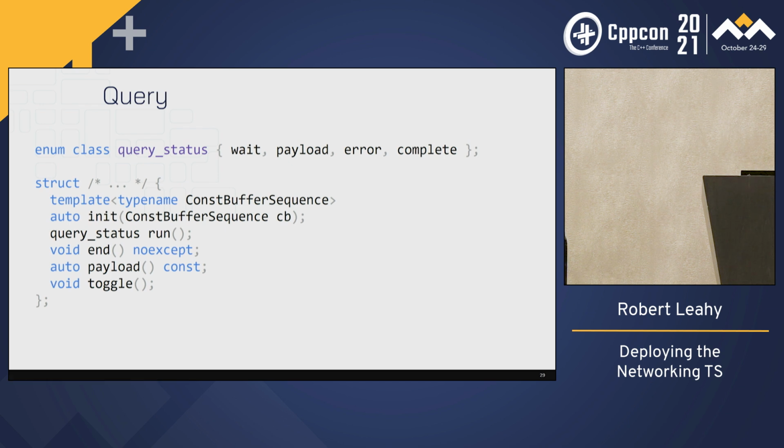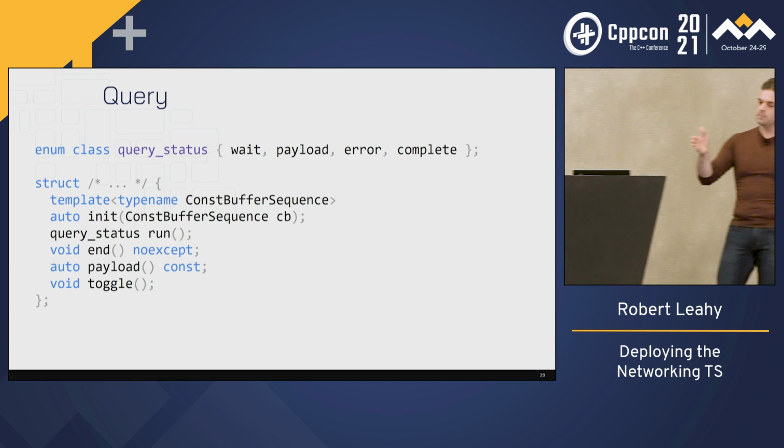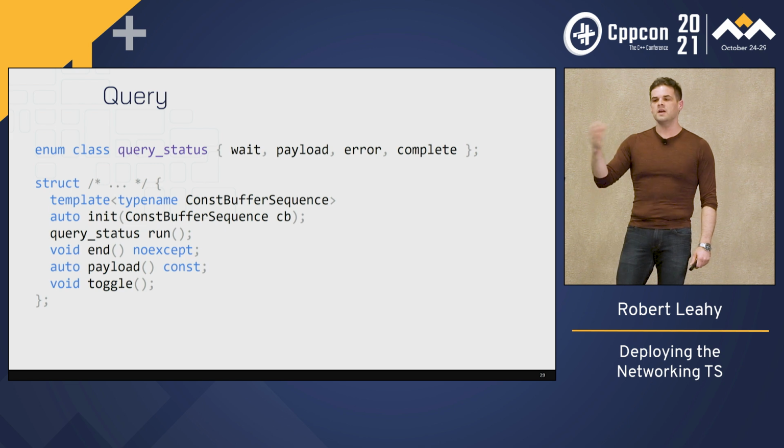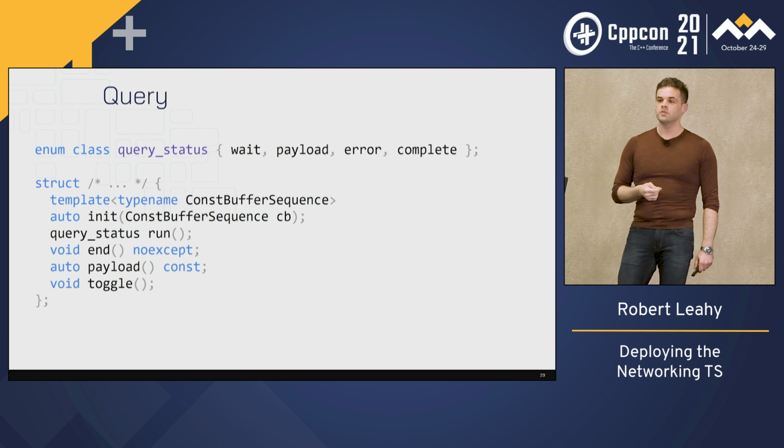And here it is. It has an associated enumeration, which is wait, payload, error, and complete, which are the various statuses you can get back when you try and synchronously run a query. Wait invokes that non-blocking behavior of please try again later. Payload indicates that some bytes have been generated and are ready to be sent. Error indicates that it can't go on. The entire query needs to end. And complete indicates that it's finally done.